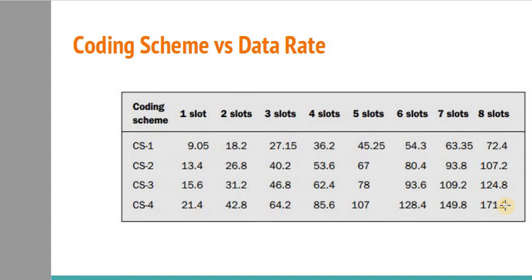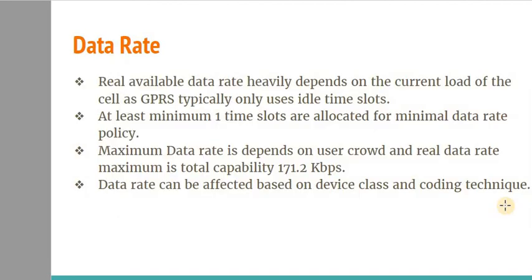So the question is, what is the minimum and the maximum data rate provided by the GPRS to the users? The higher and the minimum data rate basically depends on the overhead. Overhead means the current load at the base station, meaning at the current time how many mobile equipments or mobile stations the base station is serving.